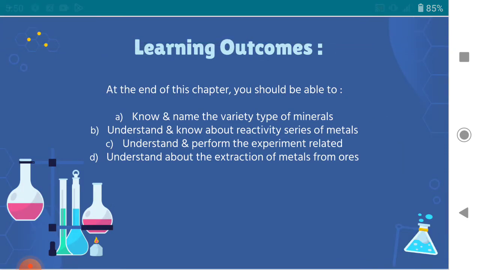So first of all, what are the learning outcomes throughout this topic? At the end of the chapter you should be able to: A. Know and name the variety of minerals. B. Understand and know about the reactivity series of metals. C. Understand and perform the related experiment. And D. Understand how to do the extraction of metal from its ores.